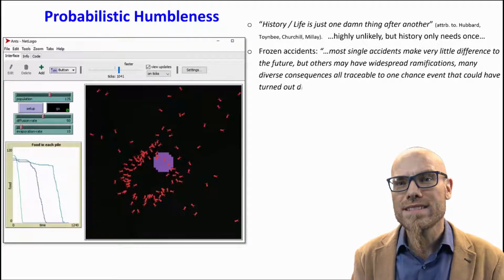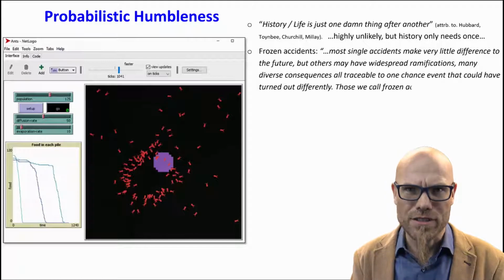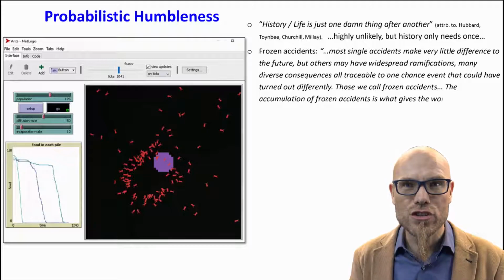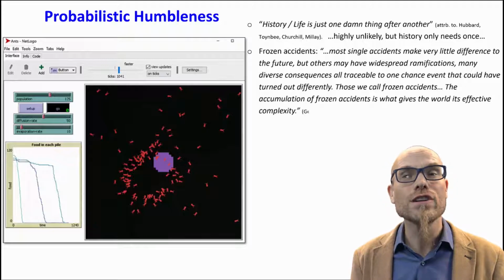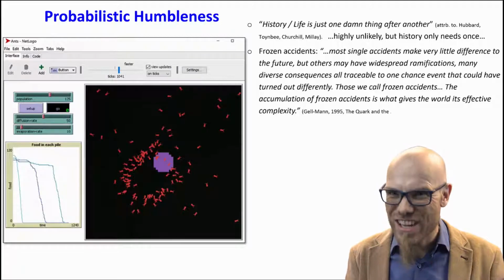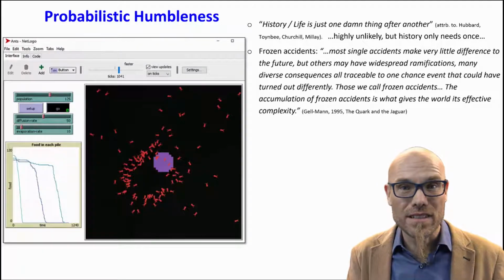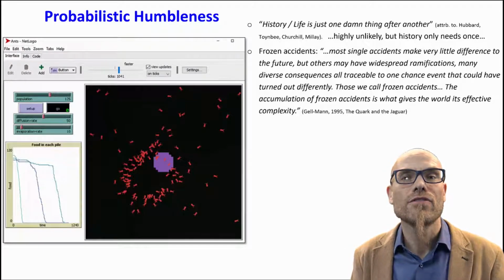And he says most single accidents make very little difference to the future. But others may have widespread ramifications, many diverse consequences, all traceable to one chance event, maybe very unlikely, that could have turned out differently. Those we call frozen accidents.